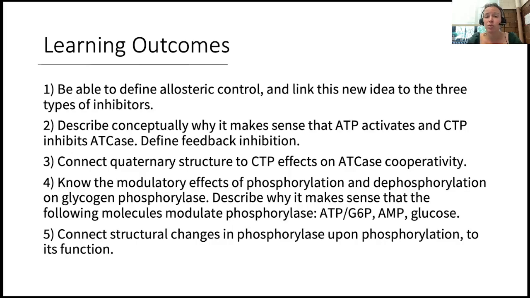The second example we'll learn today is glycogen phosphorylase. So we'll understand about allosteric modulation of glycogen phosphorylase and also how some various small molecules inhibit or activate that enzyme. And again, we'll connect changes to this enzyme to its structure as well.